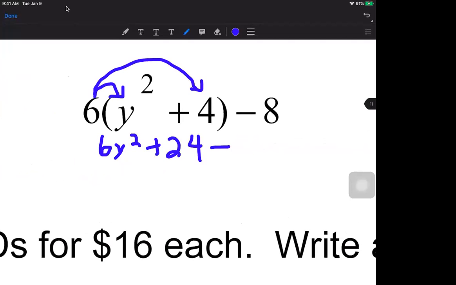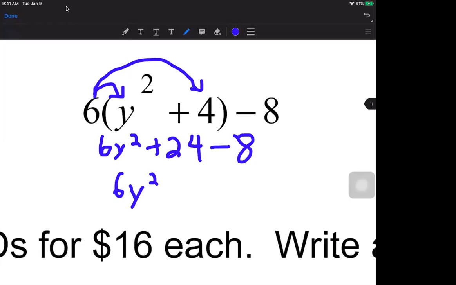Then we bring down our minus 8, and we look for like terms. Notice that we have a y squared. So the 6y squared, that's the only y squared term that we have here. So we're going to leave that alone, and we'll just bring it down, 6y squared. And then next we have 24 minus 8.